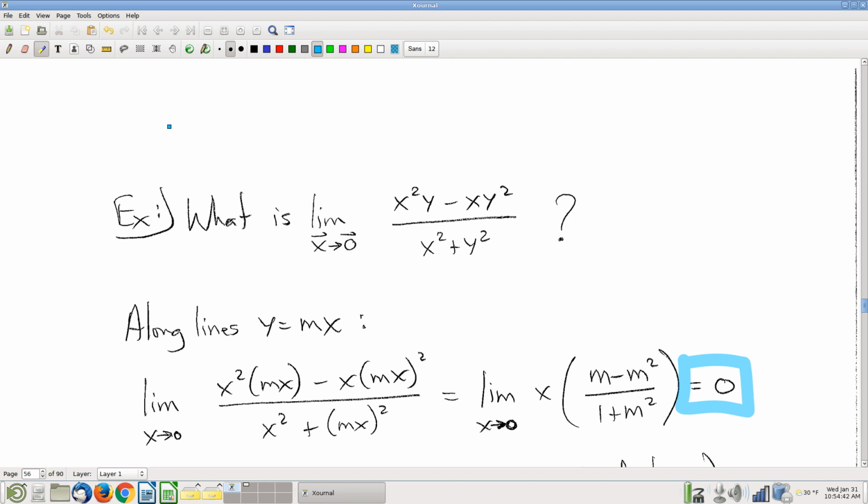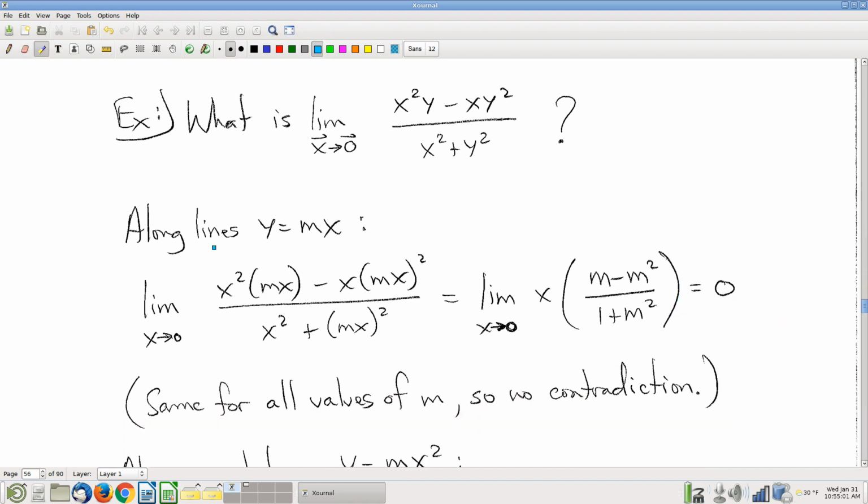Lots of students will get this 0 and say, hey, that's 0 from every direction, therefore the limit's 0, check mark, smiley face, done, and walk away and not get hardly any partial credit for the problem. Heads up with that.